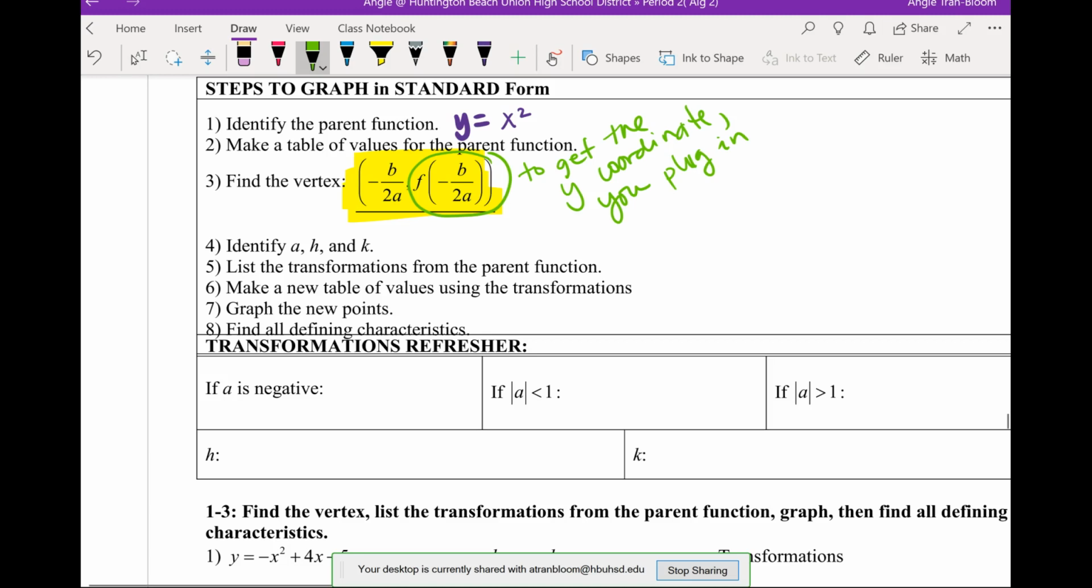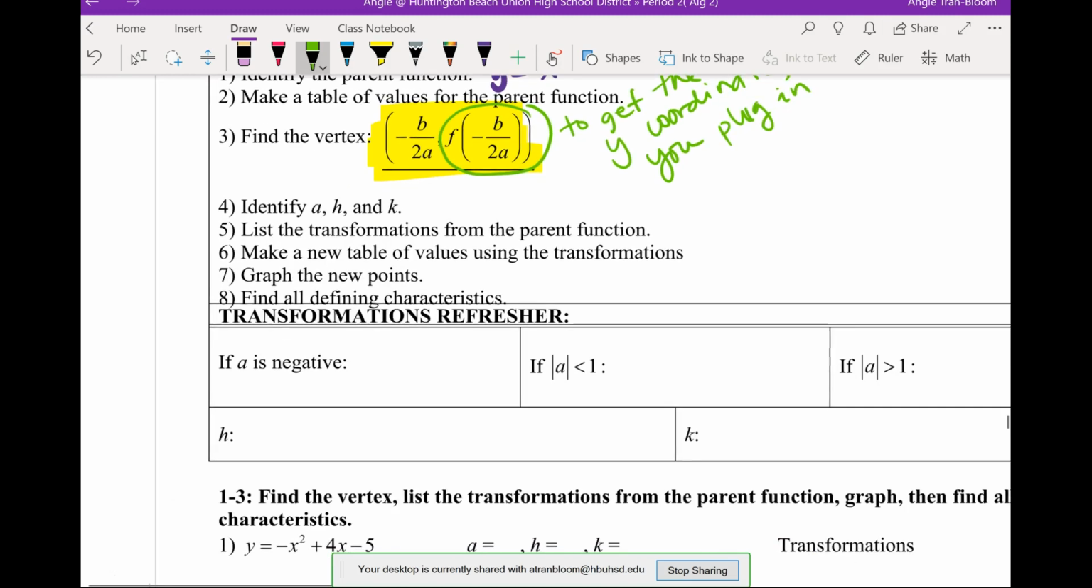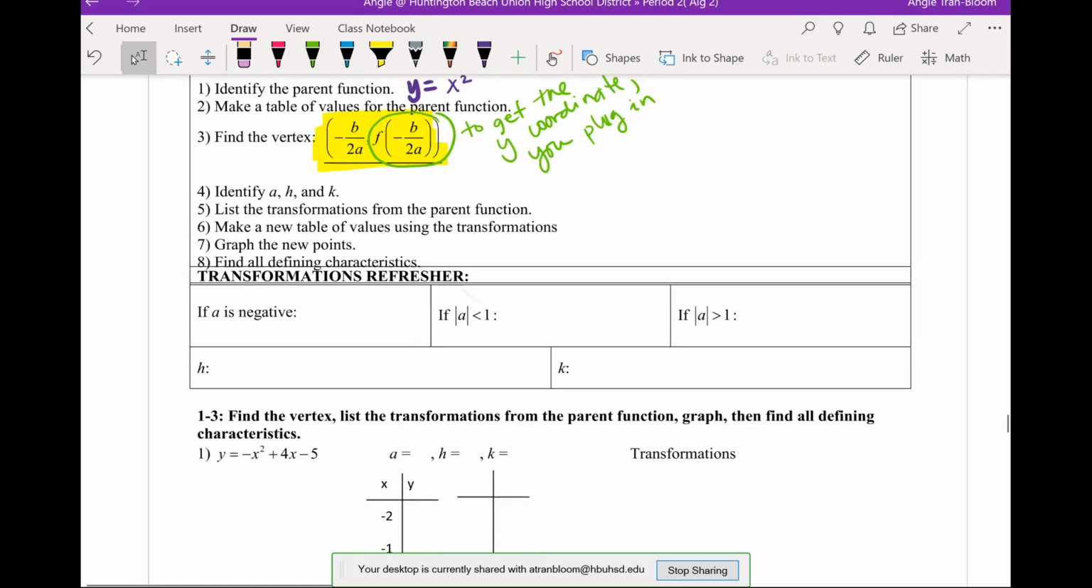Number 4, can you help me read number 4, please, Hunter? Identify A, H, and K. Perfect. Hannah, can you help me read number 5? What's the transformation from the parent function? Perfect. And normally in this class we like it to list it from left to right, just so that you guys are in order. Grace, can you help me read number 6? Making a table of values using the transformation. Great. Anthony, number 7, please. Great. Number 8, Sydney. Perfect. All right, let's do this thing.